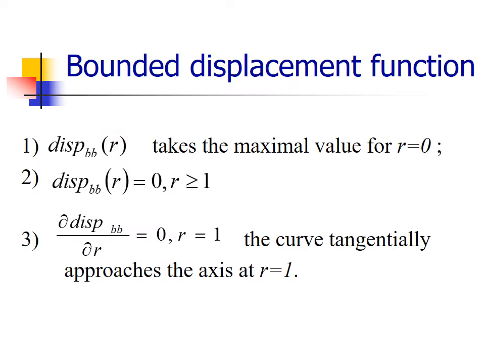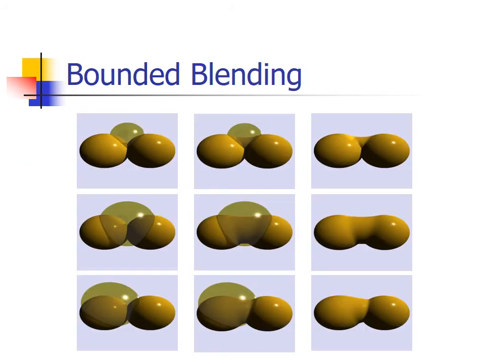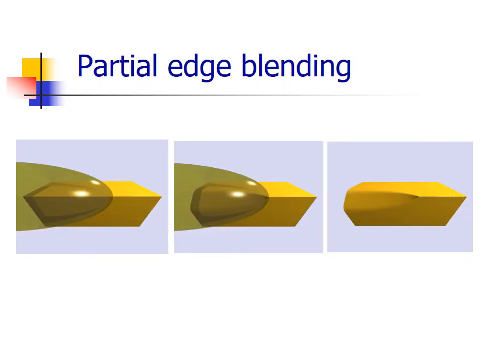On the previous few slides, the blending operation is uncontrolled. To get a controlled blending operation, we need to change the displacement function with conditions shown on the slide. It's called bounded displacement function, and the operation is called bounding blending. Here is an example of bounding blending operation. You can control the place and size of the blending area as shown on this slide. We can use bounding blending operation as a unary operation and apply it only for one primitive. It's called partial edge blending.